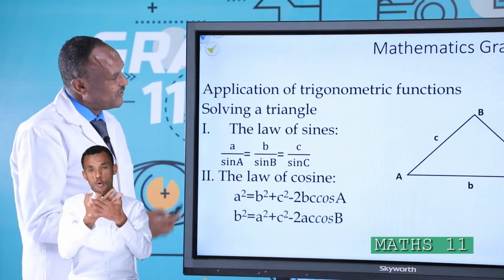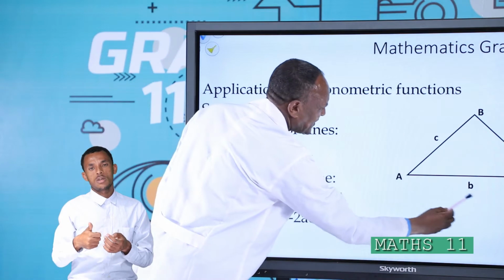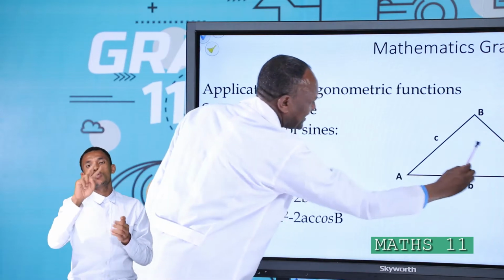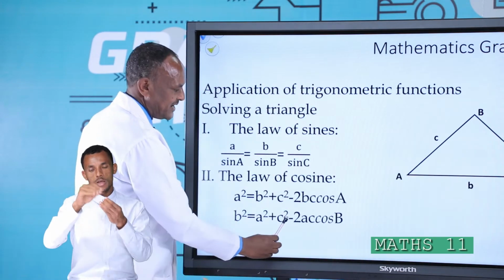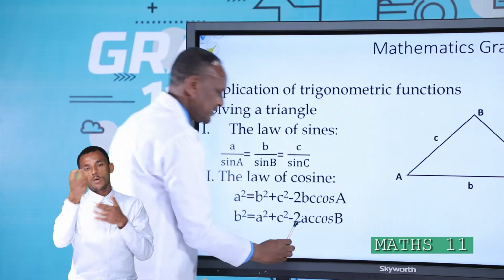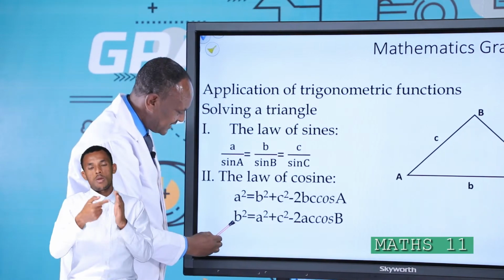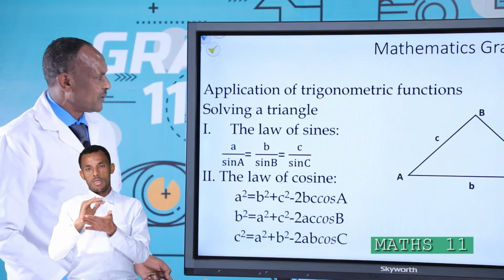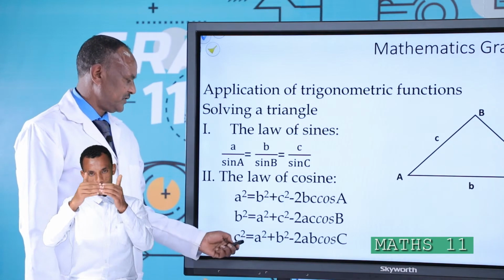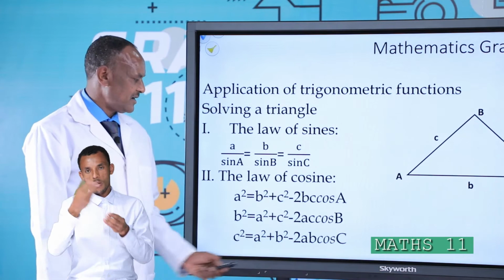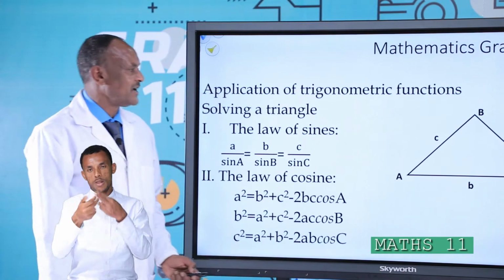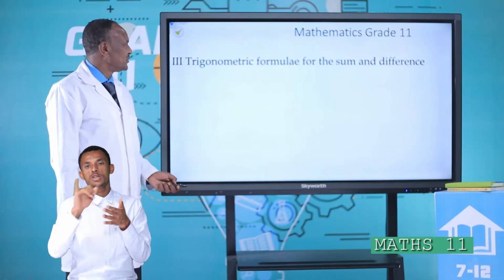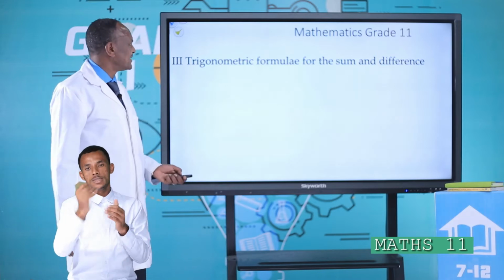This formula may be used for the other sides also. If you want to find the length of this side, b squared is equal to a squared plus c squared minus twice the product of the two sides multiplied by cosine of B. So the side b and the cosine of B, remember that. For the other side also, c squared is equal to a squared plus b squared, minus 2ab multiplied by cosine of angle C. So this is one important formula that we are going to use to solve some problems in triangles.